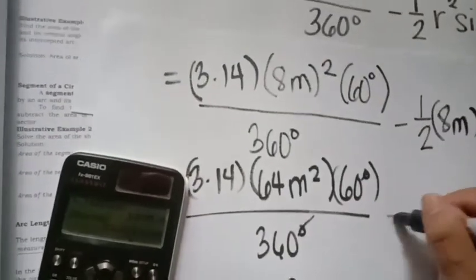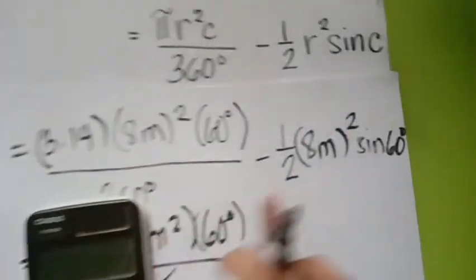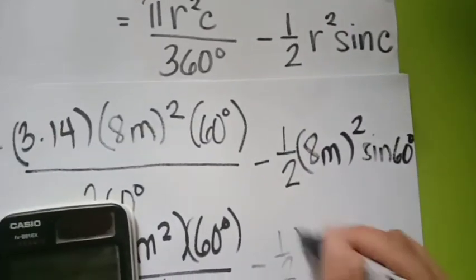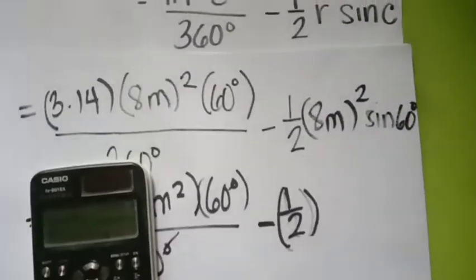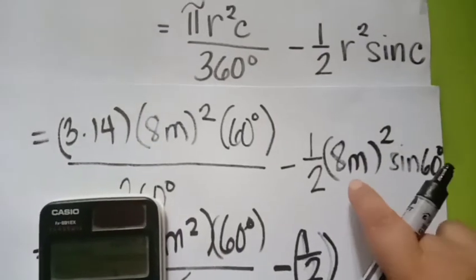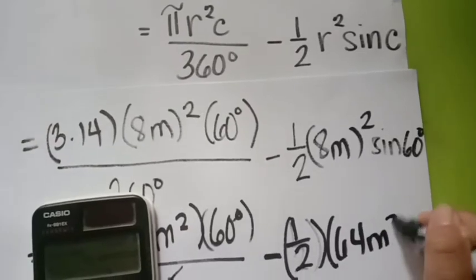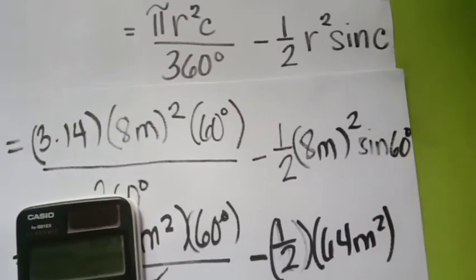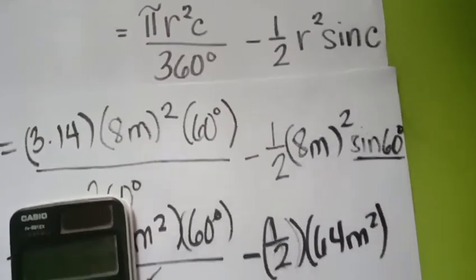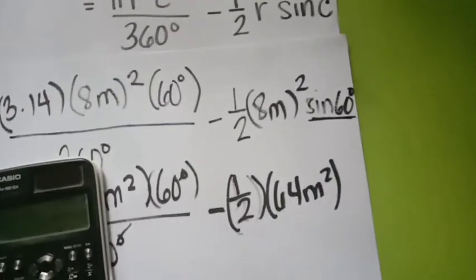Then, dito naman tayo sa area ng triangle. So, that is 1/2, then 8 meter quantity squared. So, 64 squared meters. And then, sine 60 degrees. Ito, sine 60 degrees. Paano natin kukunin yung value ng sine 60?